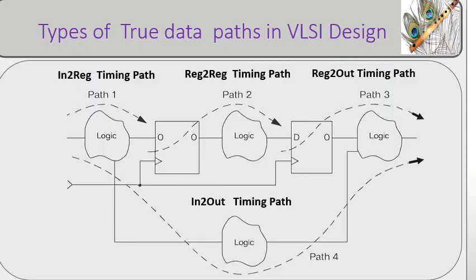The in-to-out path directly transfers input data to output through combinational logic without intermediate registers. This path is commonly used in combinational or bypass logic sections of the design. The reg2reg path transfers data between 2 flip-flops through combinational logic and is the most critical timing path in STA. It determines the maximum operating frequency of the design and must satisfy both setup and hold constraints. Among all these paths, the reg2reg timing path is the most important because it defines the core synchronous operation and performance of the digital system.